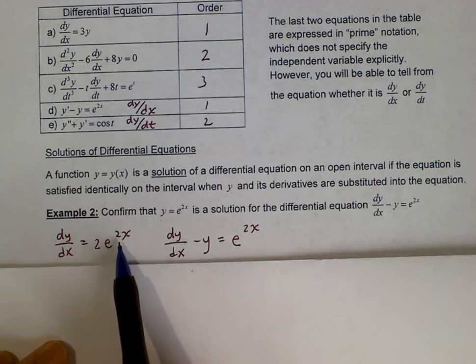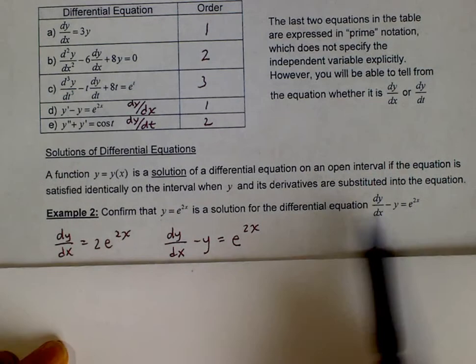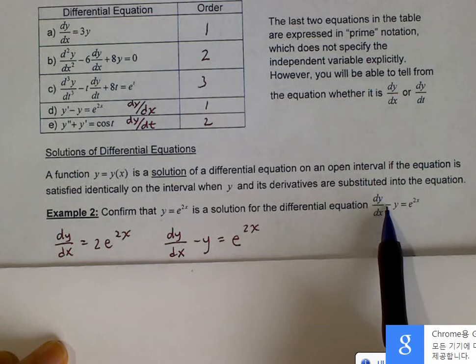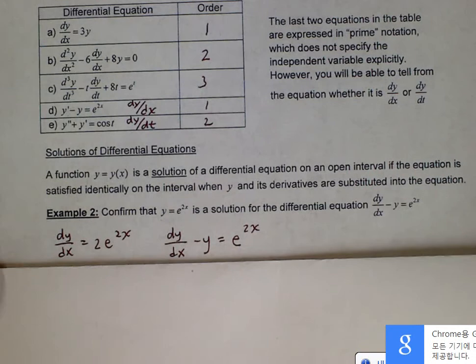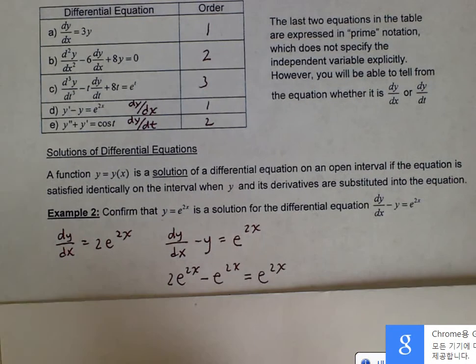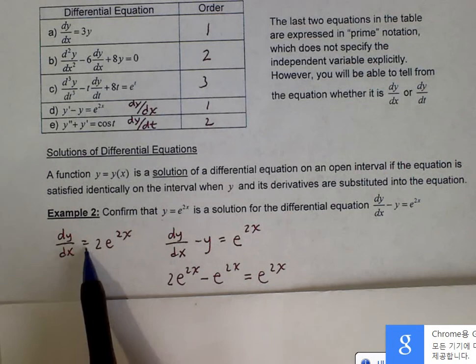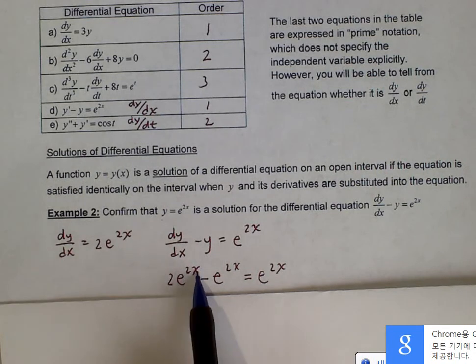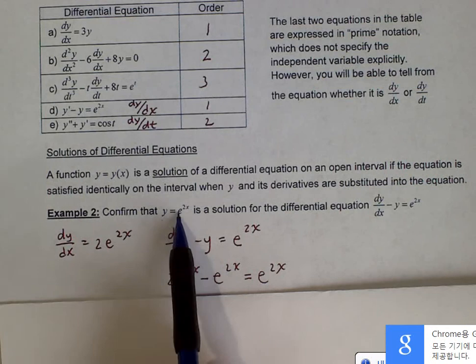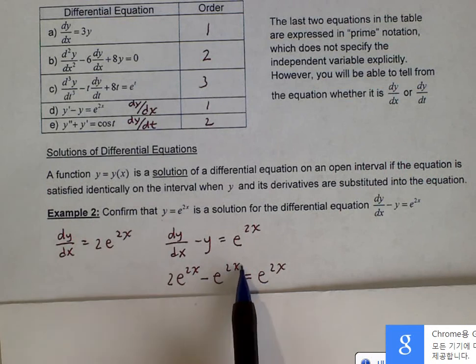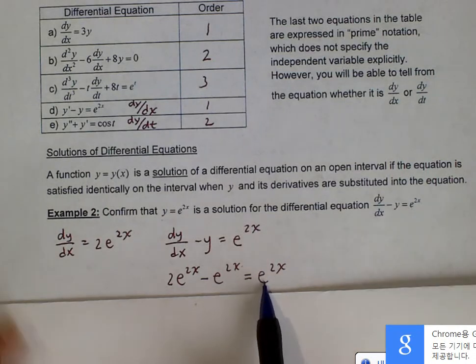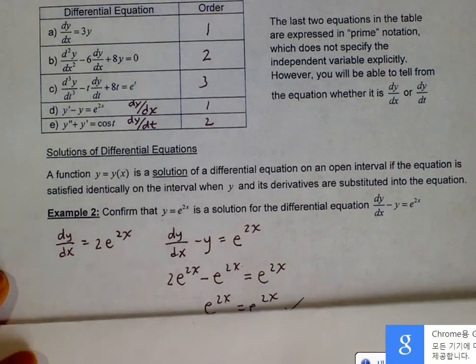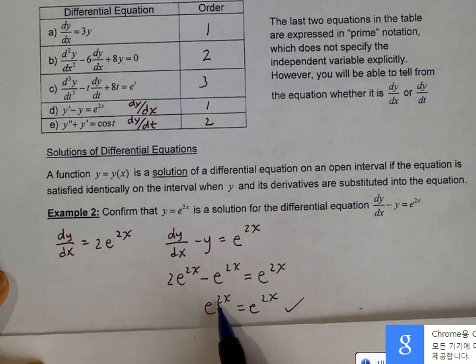Now I'm just going to substitute this back into my original differential equation. I just rewrote it, dy/dx minus y is equal to e to the 2x, and then I'll do my substitution. dy/dx is what I found here, so that will be 2e to the 2x, and y is equal to this, so that is e to the 2x, and it says that it equals e to the 2x. Then you simplify on the left-hand side, and you get e to the 2x is equal to e to the 2x.